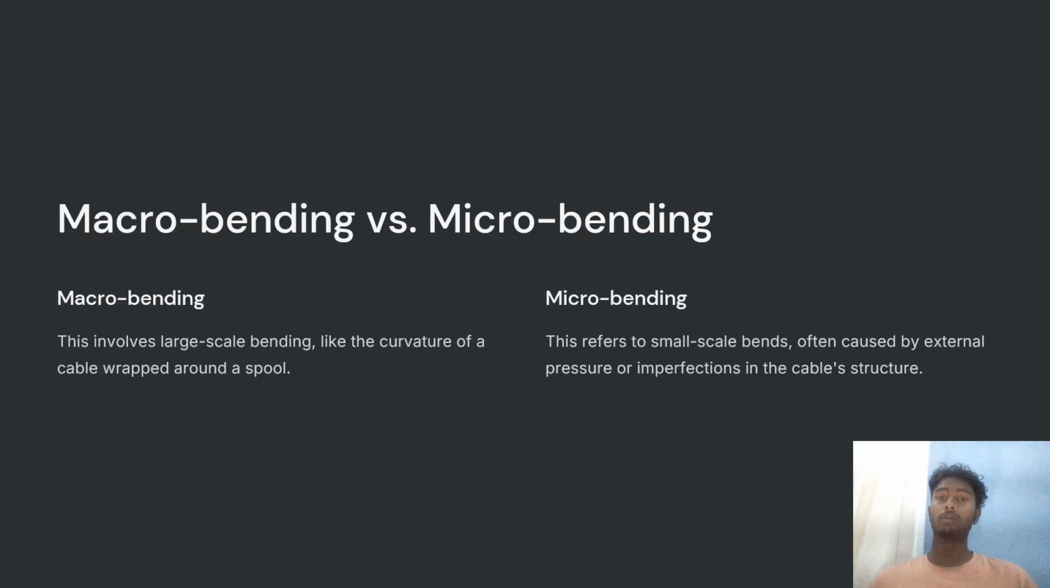Macro bending and micro bending are two types of bending losses. Macro bending involves large-scale bending, like the curvature of a cable wrapped around a spool. Micro bending refers to small-scale bends, often caused by external pressure or imperfections in the cable structure.